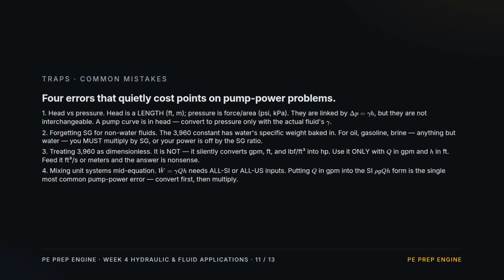4 traps. 1. Head versus pressure. Head is a length, pressure is force over area, linked by delta P equals gamma H, but not interchangeable. 2. Forgetting specific gravity for non-water fluids. The constant has water baked in, so multiply by specific gravity or your power is off by that ratio. 3. Treating 3960 as dimensionless. Use it only with flow in GPM and head in feet. 4. Mixing unit systems. The gamma QH form needs all SI or all US inputs. Convert first, then multiply.